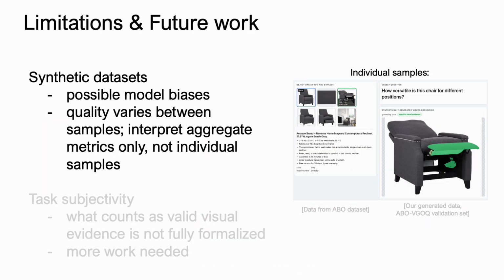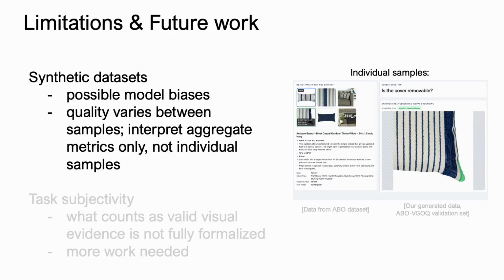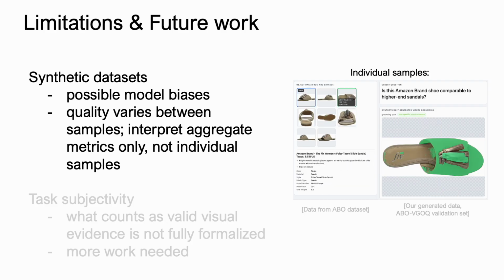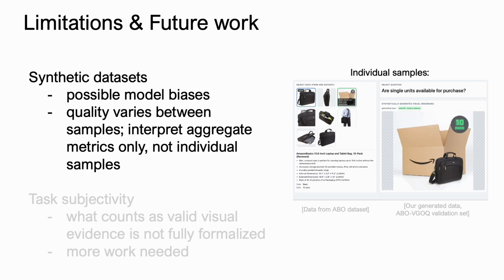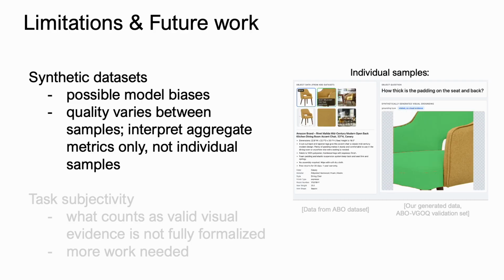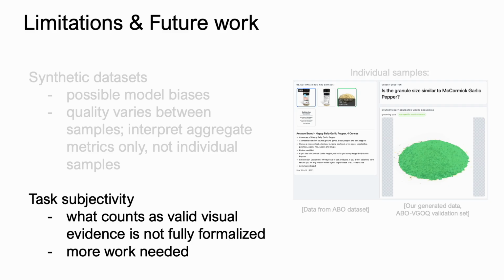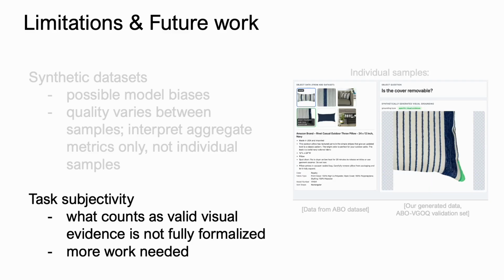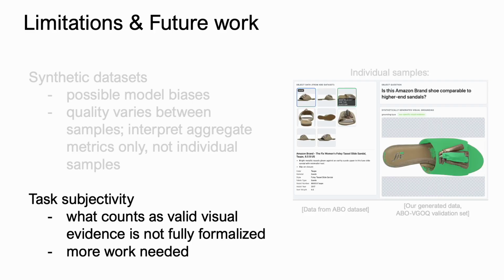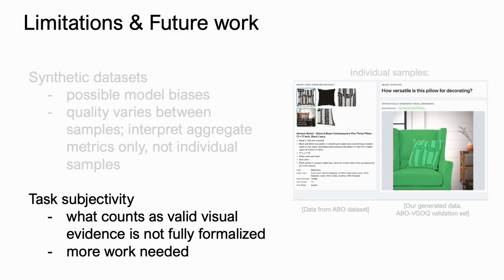One limitation of our work is that both datasets are synthetically generated. Individual samples can be imprecise, so the results should be interpreted at the aggregate level, with metrics such as mean intersection over union and not sample by sample. Secondly, the task is inherently subjective, and what counts as useful grounding isn't always very clear. So formalizing what counts as valid visual grounding, depending on the task and on the question type, is an important direction for future work.